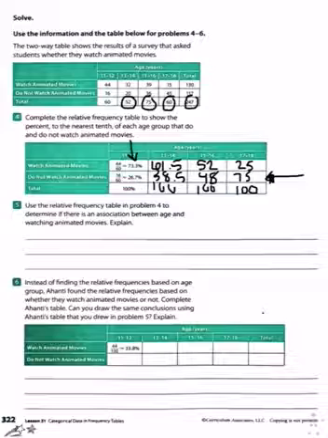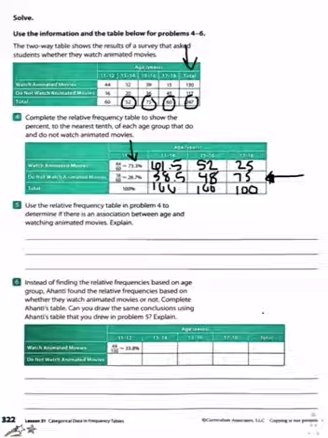Number 6, instead of finding the relative frequencies based on age group, Ahadi found the relative frequencies based on whether they watch movies or not. Complete Ahadi's table. Can you draw the same conclusions using Ahadi's table that you drew in problem 5? Explain. So instead of using the totals at the bottom, we're going to use the totals on the right-hand side.